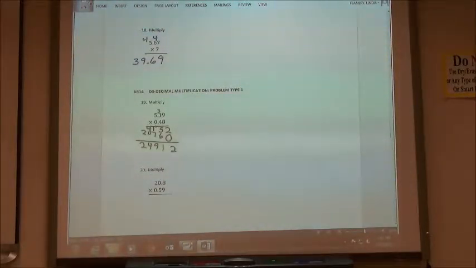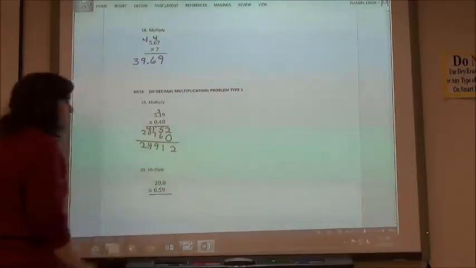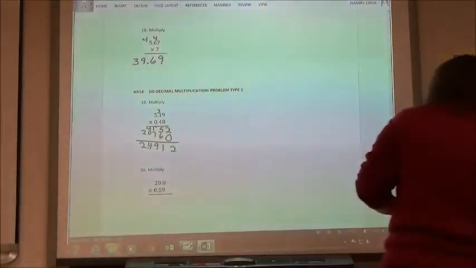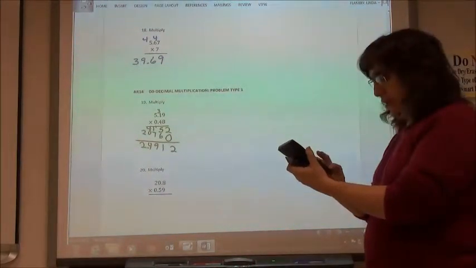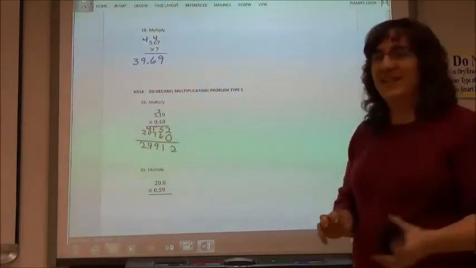Now I'm going to count on both my numbers. On the top one it's 2 from the end, on the bottom one it's 2 from the end, so on my answer I'm going to go 4 from the end. 2.4912. 5.19 times 0.48 is 2.4912. Hey, we got the right answer.